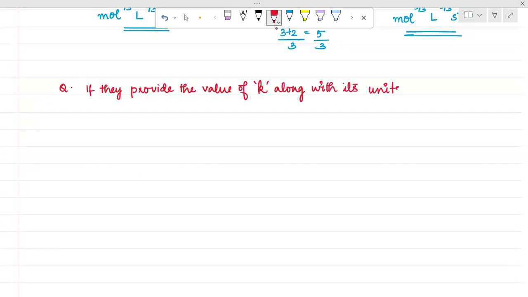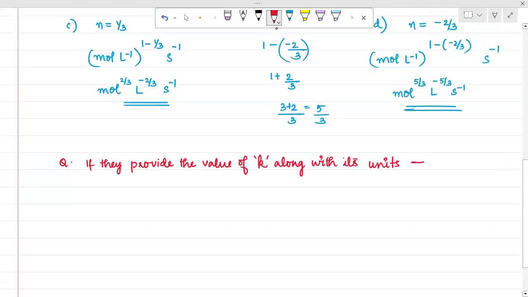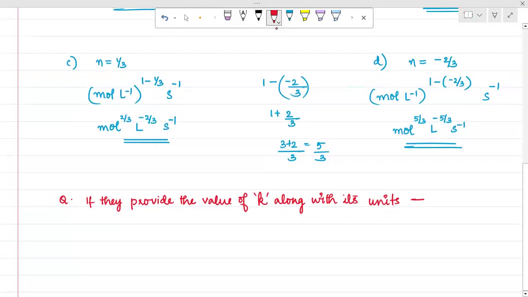Along with its units. What can be done? Even if the order of the reaction is not mentioned, you can find out what the order is. Correct? You can do it now.